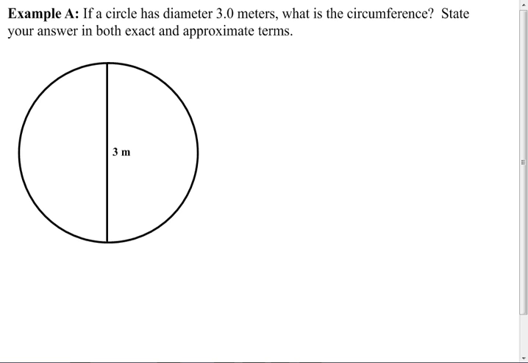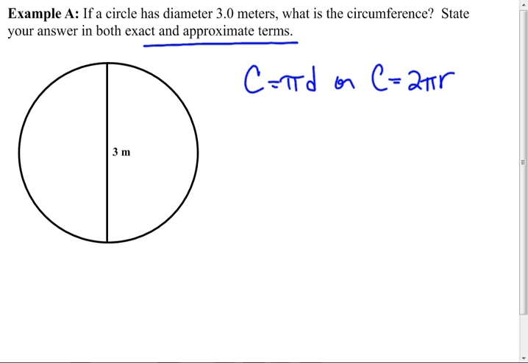I want my answer in both exact and approximate terms. So I'm given two formulas. It's pi times diameter, or C equals 2 pi r. I want you to write the formula you're using. I know it seems kind of silly, but I want you to get it right, and you will get it right. And if you get your homework done in class, you should have time to spare, even with me giving back the tests.